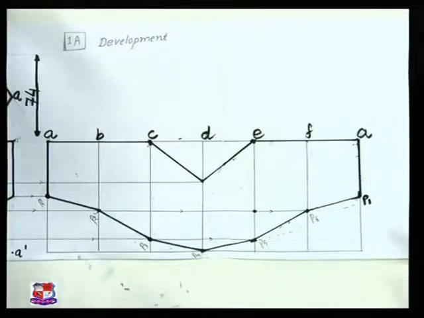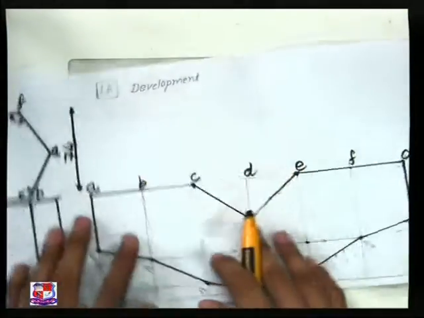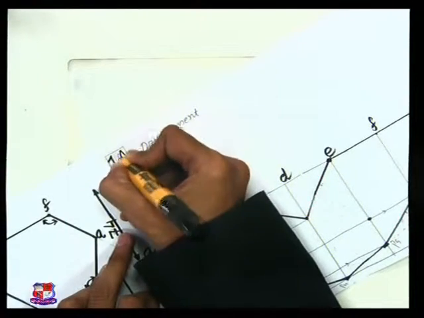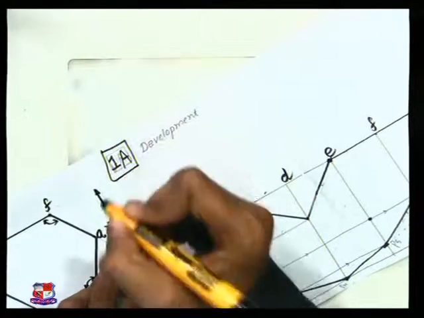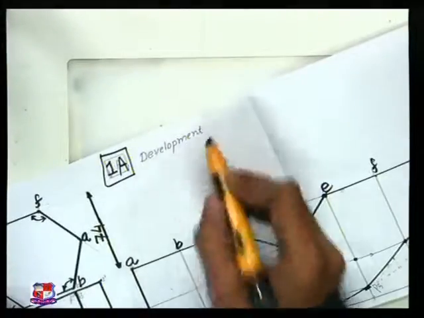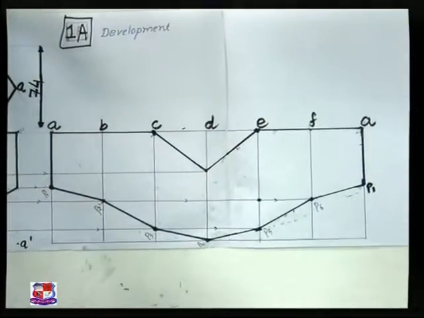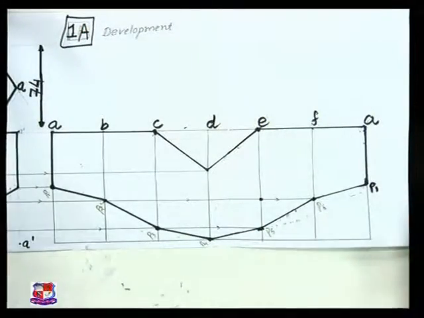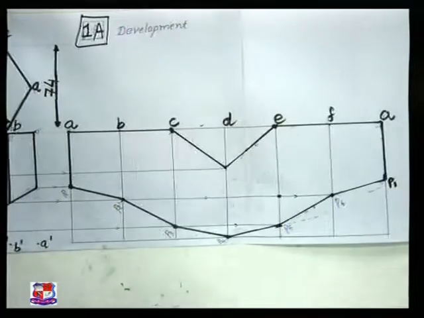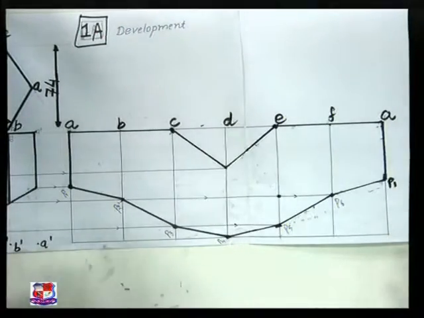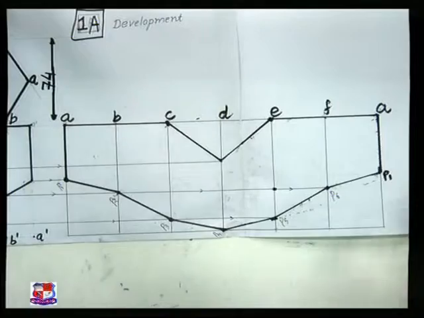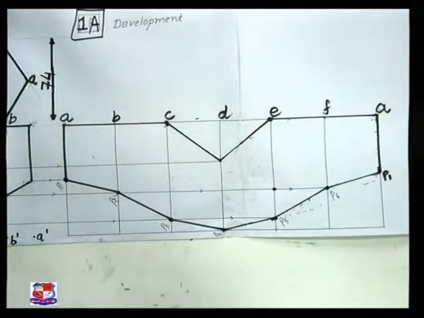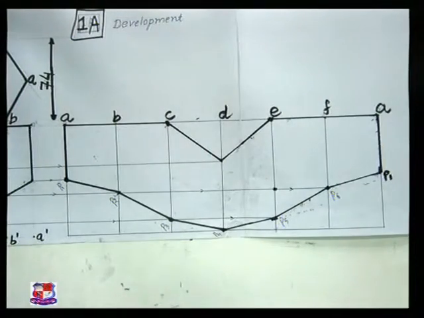And finally, you write the answer. This is question number 1A. Write it with a big font, answer of question number 1A. It's the development of the given hexagonal prism. So this is the answer. You may insert the dimensions: the width of this rectangle would be equal to 42 into 6, and the height is equal to 98 mm. This question is asked for 5 marks. If you draw it like this, you will get full 5 marks for this problem.